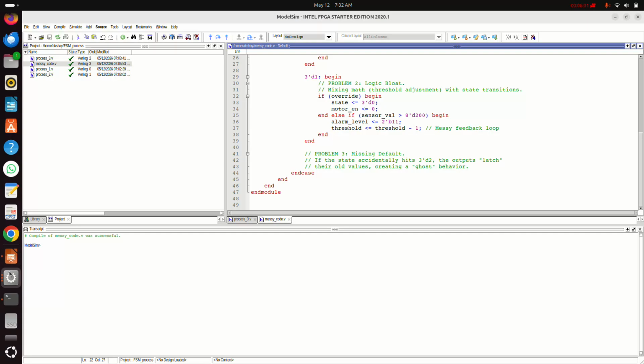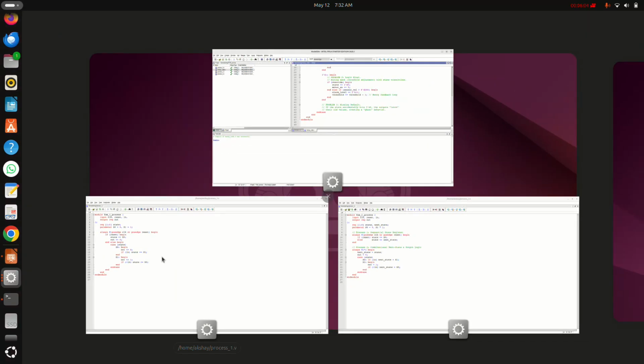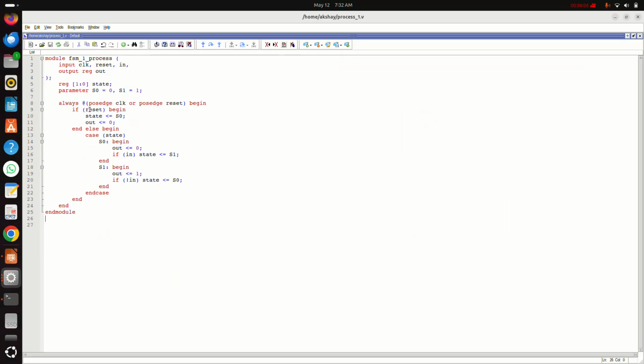So here is an example of the one process FSM. You can see here only two states and one output, and we can define all this in one always block and one if-else block, so not much problem arises.